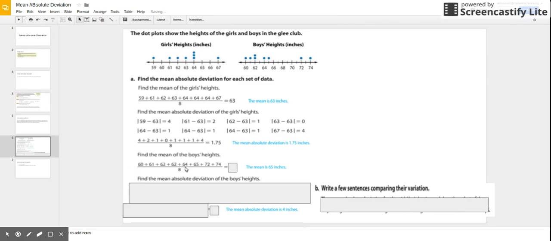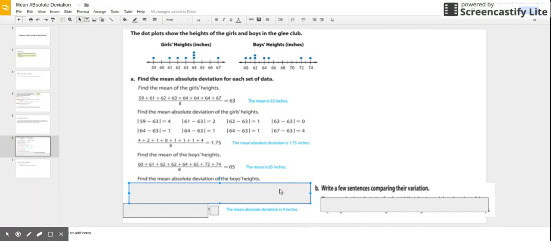The mean of the boys' heights. So the means, you know how to do this. Just add 60 plus 61 plus 62 plus 62 plus 64 plus 65, 72, and 74. So you're adding all those up and you're dividing them by 8 because there are 8 dots. Okay, and you get your mean to be 65.